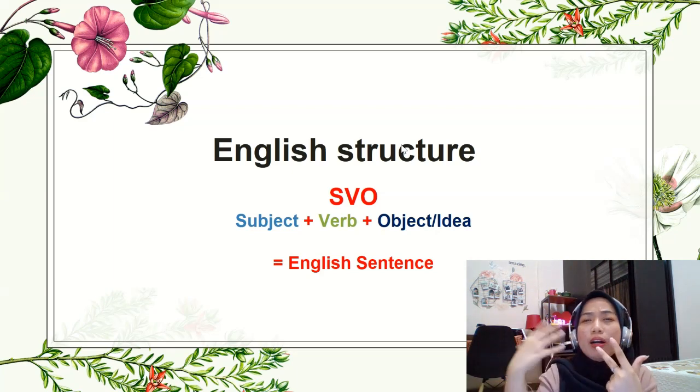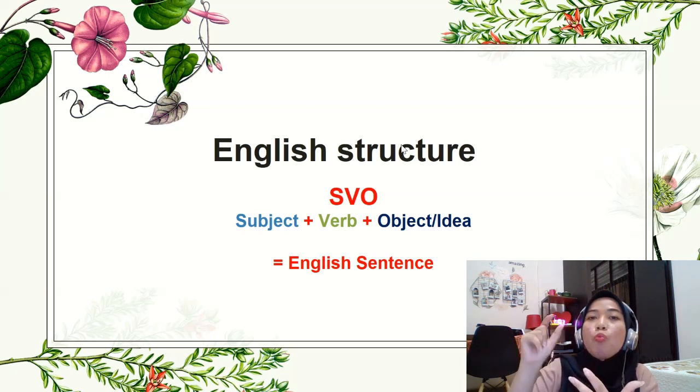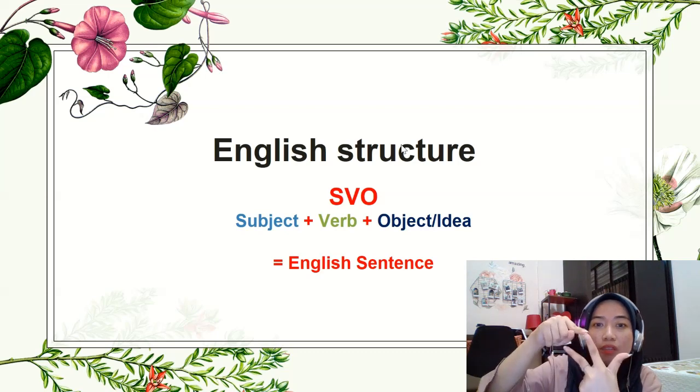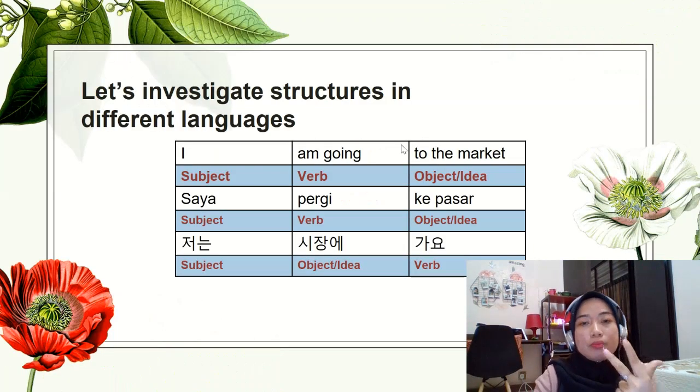I'm pretty sure your high school teacher has pointed this out. So I'm just recapping what your teacher mentioned, from your high school or maybe from your primary school. In order for you to create one grammatically correct English sentence, you need a subject, a verb, and also an object or an idea.